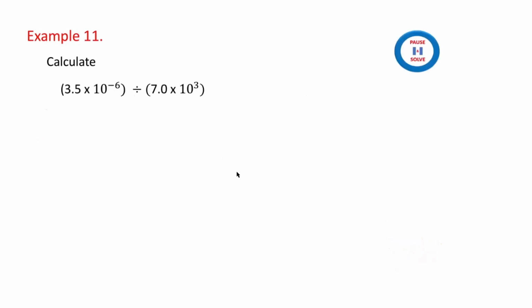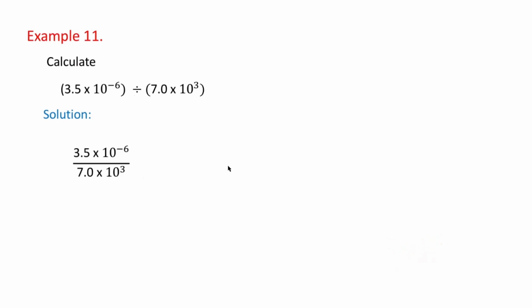Example number 11, division. 3.5 divided by 7 times 10 to the power negative 6 minus 3, okay? That gives you 0.5 times 10 to the negative 9. Now this is going to go to the right. It's going to go to the right. It reduces this by 1. 5 times 10 to the power negative 10.